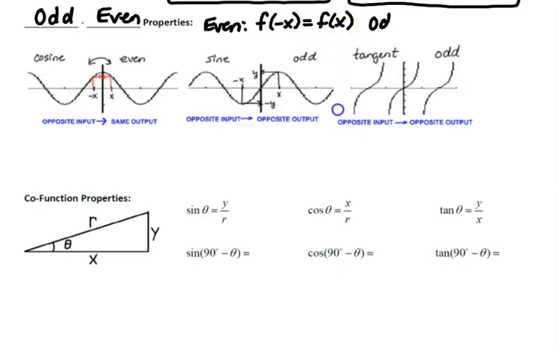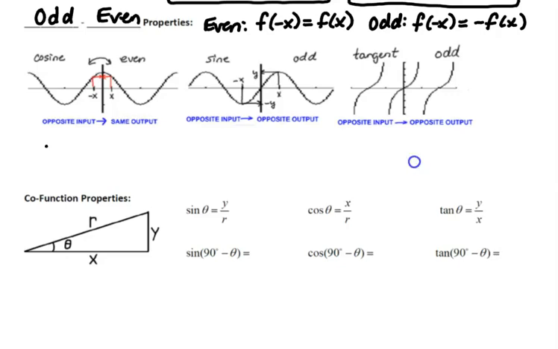For odd, we say f of negative x gives me negative f of x. Or in other words, if I put in the opposite of x, I get the opposite of y. Opposite input, opposite output. So we're just going to use that definition along with the fact that we recognize that cosine is an even function and sine and tangent are odd functions, and we are going to write the even and odd properties.